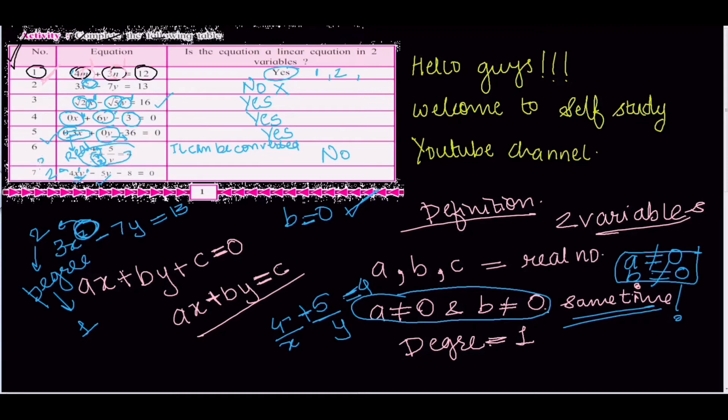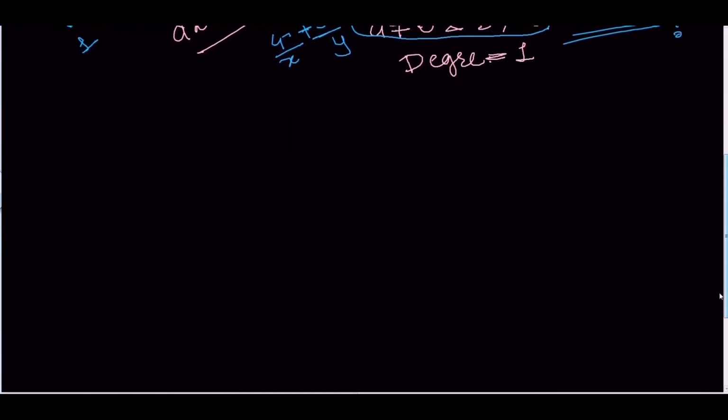Over here, if you see the first term 4xy, x has 1 degree and y has 1 degree. So when we add both of them, it will become 2, and we don't want 2 as our degree. So no, this is not a linear equation in two variables. I hope you understand this activity. It is very easy. It is just about which is a linear equation and which is not.